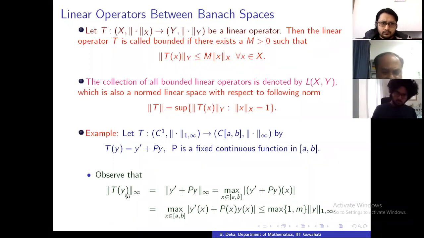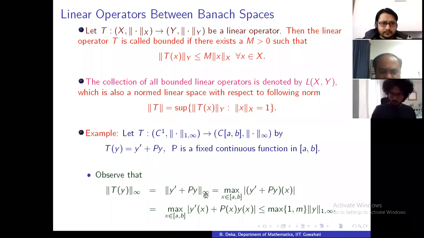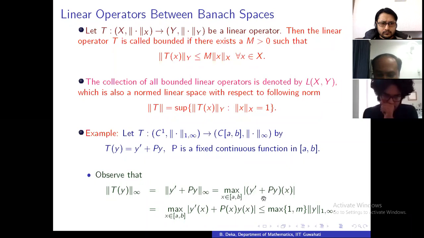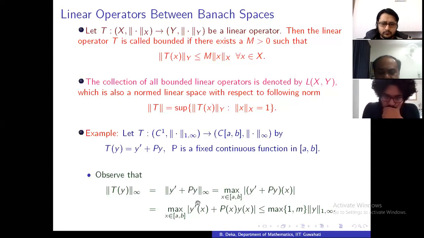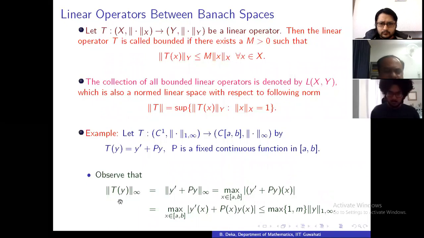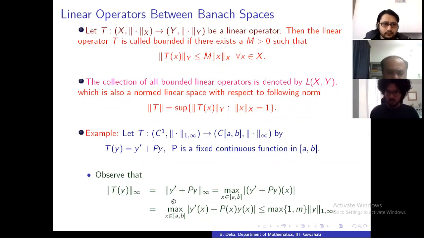Just calculate the norm of Ty with respect to the C[a,b] norm, that is the infinity norm. Ty is defined by y' + py, which is the maximum over x in [a,b] of |y'(x) + p(x)y(x)|. When you apply the definition of addition of functions, that gives you the maximum of |y'(x) + p(x)y(x)|. Again you apply the triangle inequality, so this is less than or equal to |y'(x)| + |p(x)||y(x)|. Then you take the maximum of |y'(x)| and |y(x)|, which is exactly the norm of y in the 1-infinity norm. So ultimately you will find a constant M, the maximum of 1 and M_p, such that the infinity norm of Ty is less than or equal to M times the norm of y. So this operator from C1 to C[a,b] can be identified as a bounded operator, right?